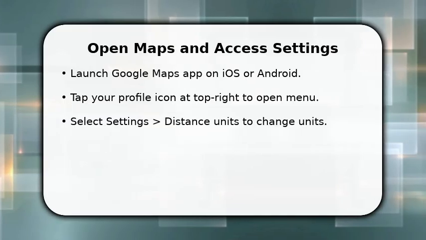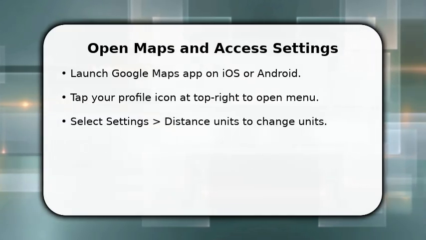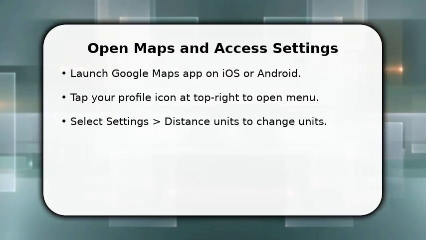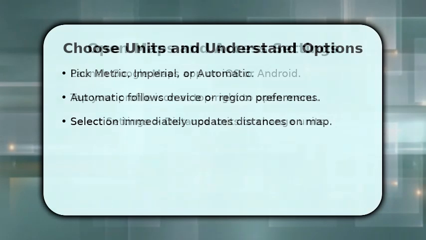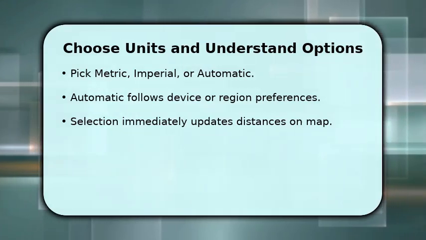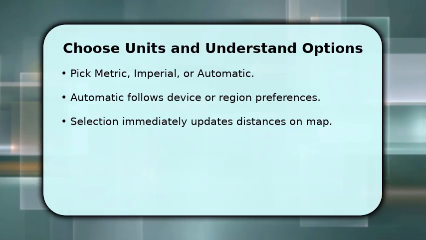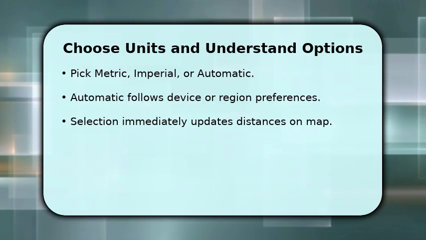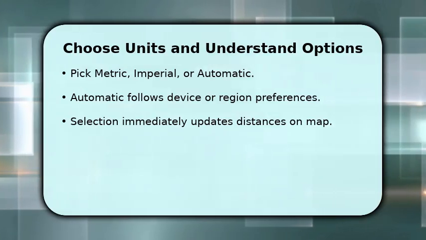Now tap Distance Units to reveal the selection choices, and proceed to pick the option you want. You'll see 3 options: metric, imperial, or automatic. Select the one that matches how you want distances shown. Choose metric for kilometers/meters or imperial for miles/feet. Automatic will follow your device locale and regional defaults.